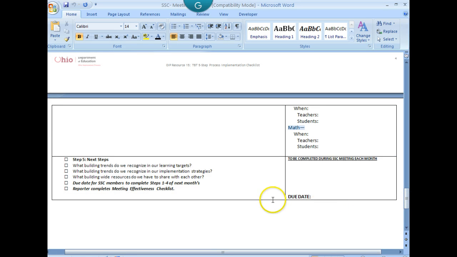And step 5, what are the next steps or post-assessment? Again, it just depends on which step each grade level is on. Looking at the step they're on, grade levels should be told which step they should input.